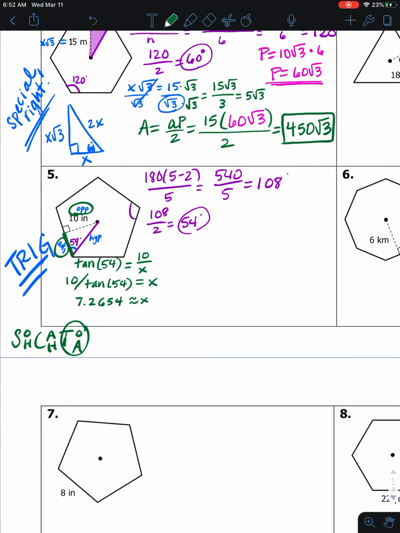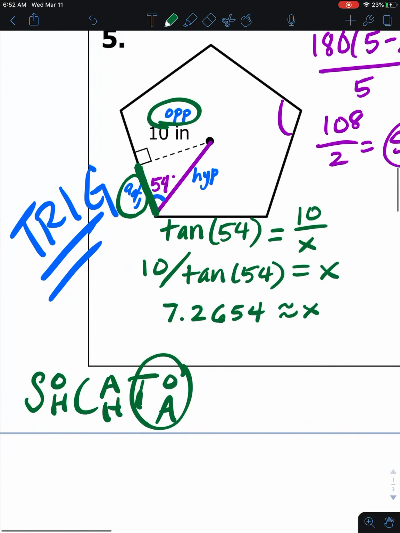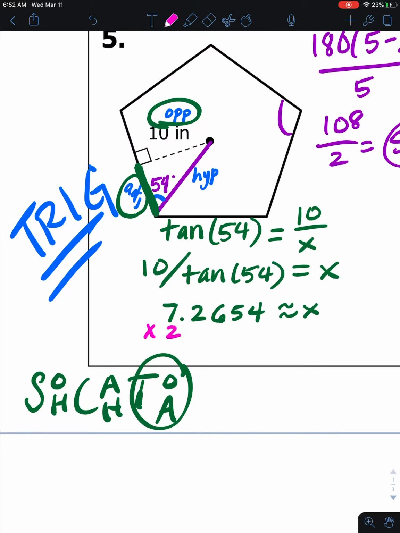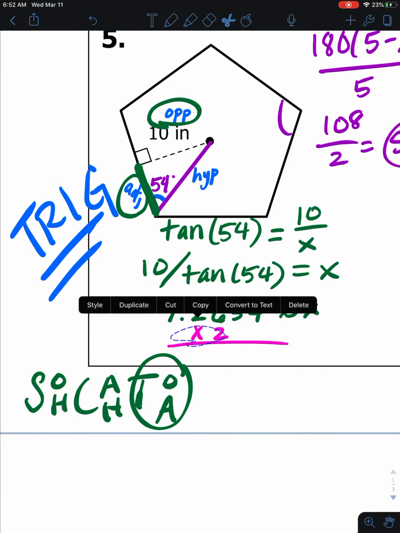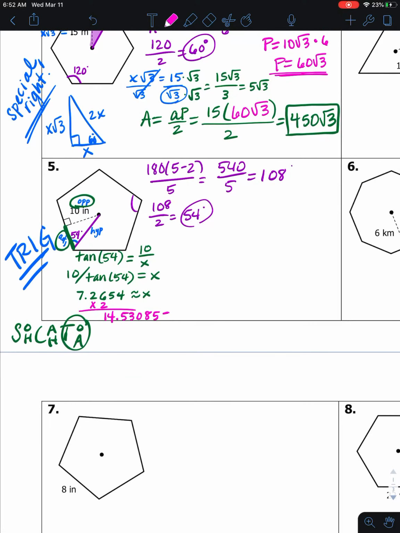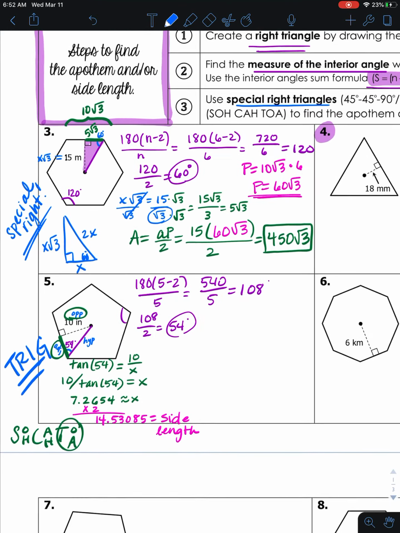All right, so we found the adjacent, but remember, in the triangle, that's only half of the side. So what we want to do next is multiply it by 2, right? Times 2, and that will give us the length of our entire side of this pentagon. So that would be 14.53085. Okay, so that is the side length. We're getting there. That was our last step to find the side length.